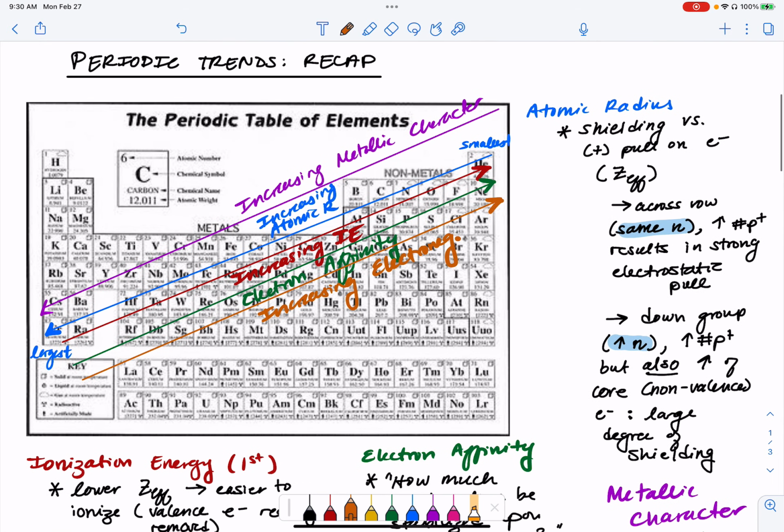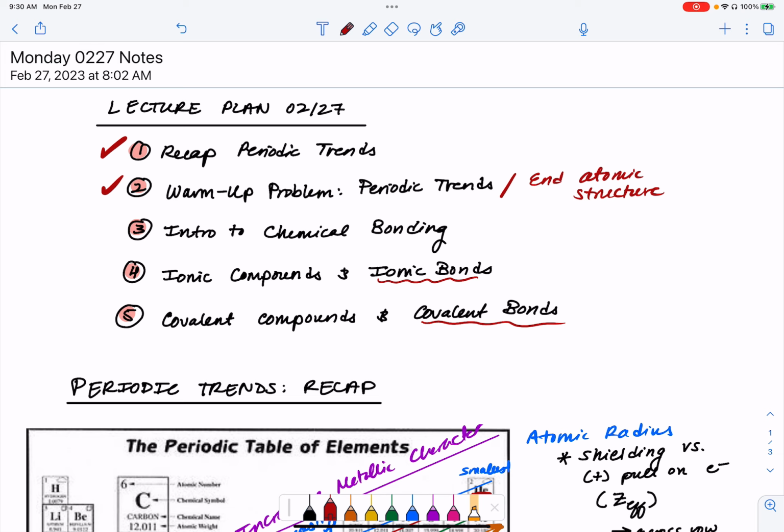So now that we've done a little bit of practice with periodic trends, we are now going to move into an intro to chemical bonding. We're going to define what a chemical bond is, and then I'm going to give you a very brief intro to the different types of chemical bonds being ionic bonds and covalent bonds.